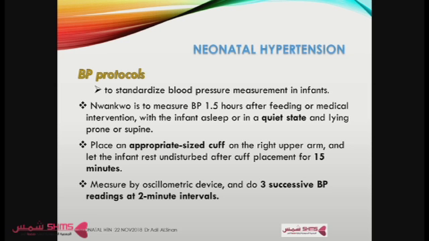Preferably on the right upper arm, and leave the infant's wrist undisturbed after cuff placement for 15 minutes. Actually, the awareness of this information is really poor, even among caregivers. Measure with an oscillometric device and take 3 successive blood pressure readings at 2-minute intervals.